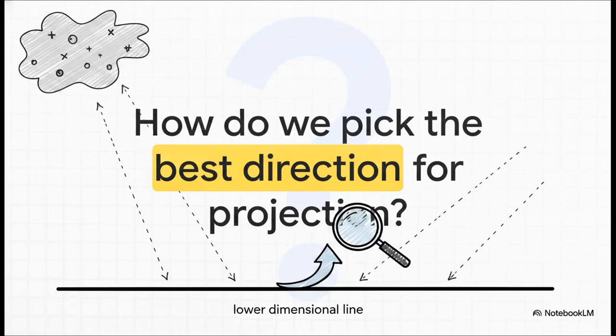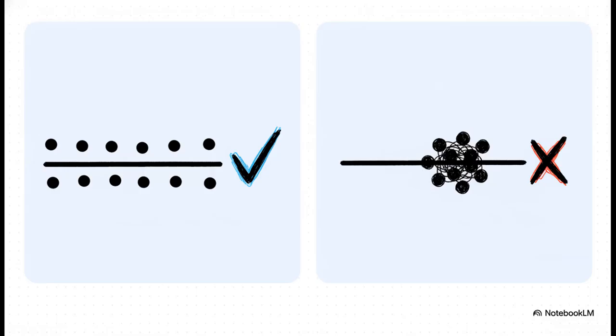We know our data has a certain starting amount of variance, or information. We want to approximate this data by dropping it onto a lower dimensional line, a unit vector. But how do we pick the absolute best direction for that vector so we don't lose the essence of what our data is telling us?